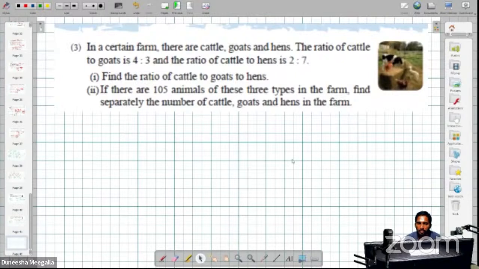In a certain farm, there are cattle, goat, and hens. Ratio of cattle to goat is 4 to 3. Ratio of cattle to hens is 2 to 7. Find the ratio of cattle to goat and hens. Okay, get the answers.